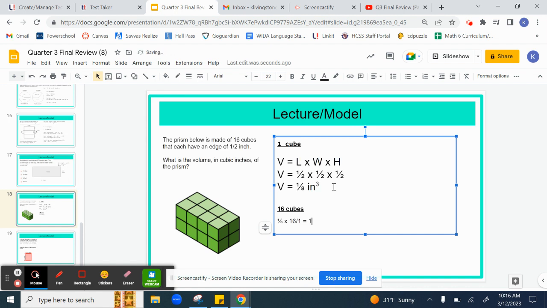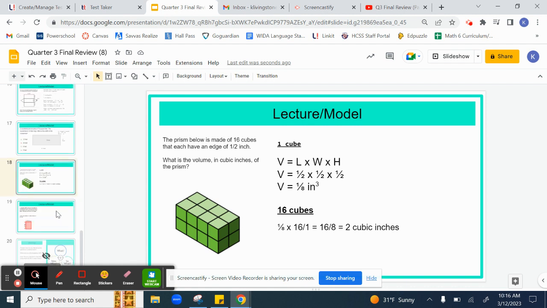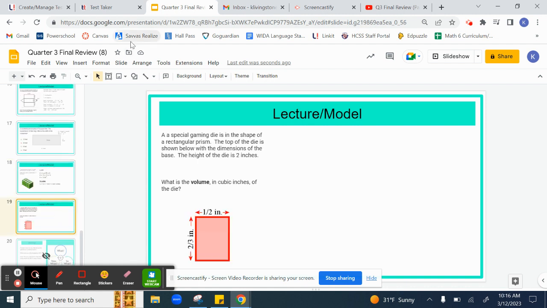Multiply the tops. 1 times 16 is 16. Multiply the bottoms. 8 times 1 is 8. 16 over 8 simplifies to 2 cubic inches. Because 16 divided by 8 is 2. Again, running through this again, the volume of 1 cube is 1/2 times 1/2 times 1/2, which is 1/8. Multiply that by 16 cubes because there's 16 of them. 1/8 times 16 is 2 cubic inches. All right, let's move on to our last problem.